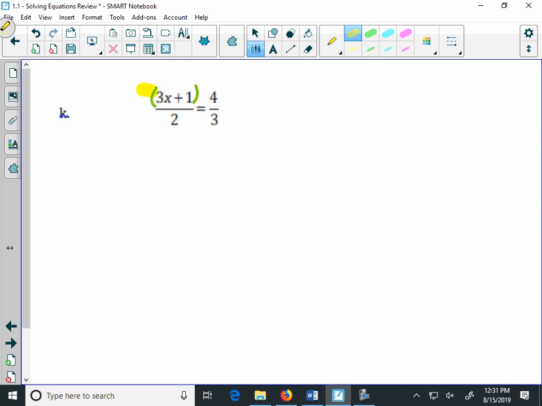Multiply here. You have to be very careful. We're multiplying the 3x plus 1 with the 3. How I like to write it is 3 times (3x plus 1). I'm multiplying those two things together. And then we're going to multiply the 2 and the 4. What do we get when we do 2 times 4?